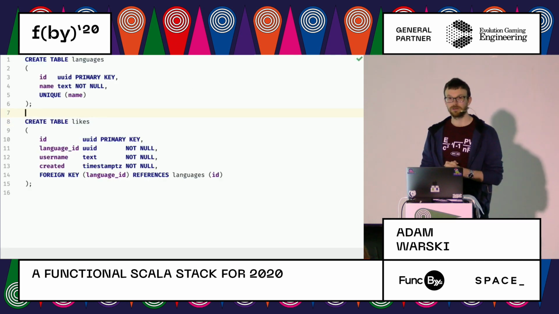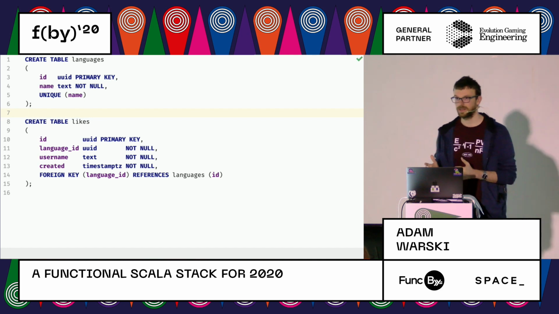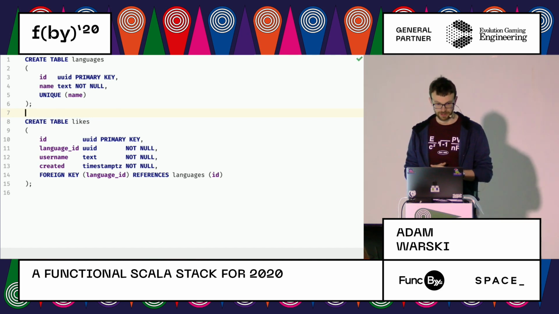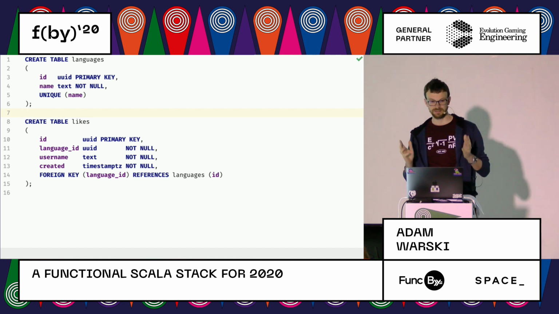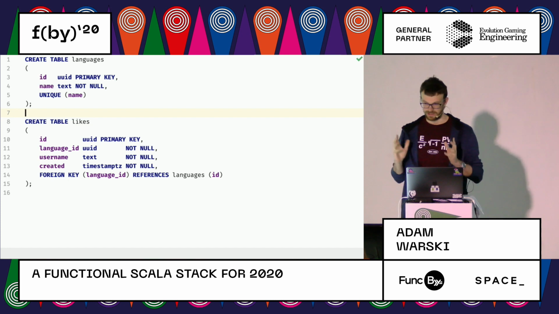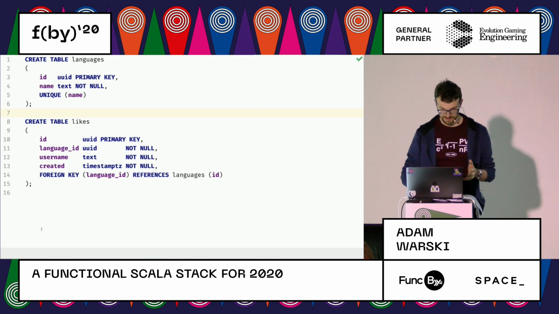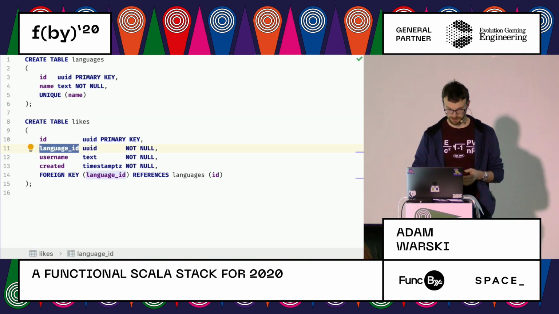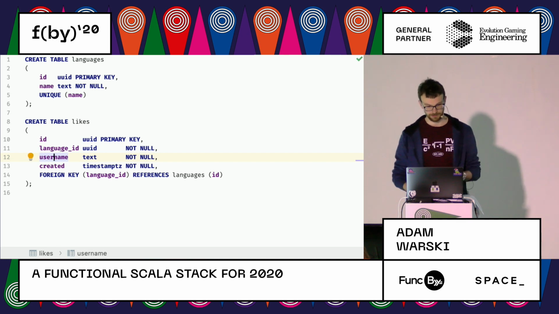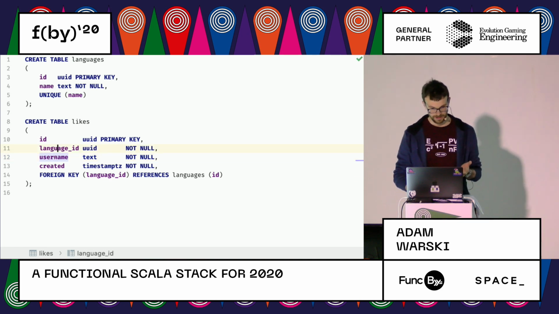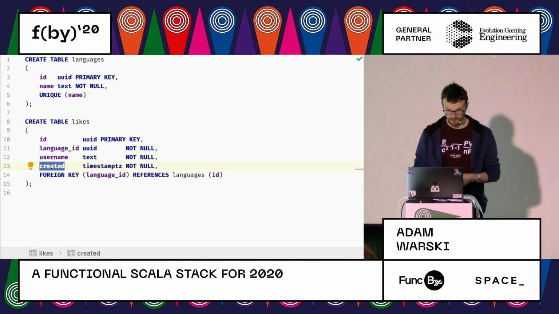The application that we are going to write is a very simple application which will write to the database and expose an API endpoint. We are going to store the likes for programming languages. So the schema that we are going to work with is one table which will contain the languages, and one table which contains the likes and has a foreign key for the language, right? So here, an entry in that table will say that the given user likes the given language and that the like was created at the given time.